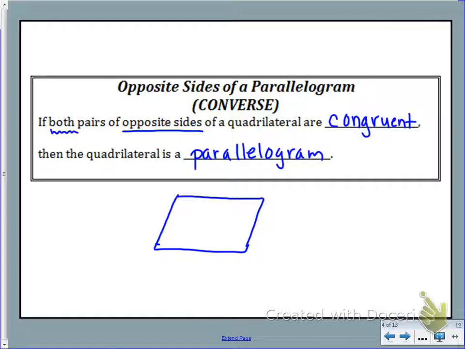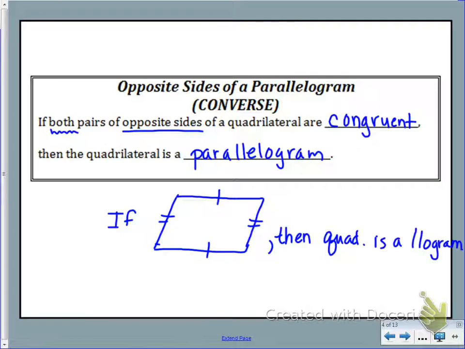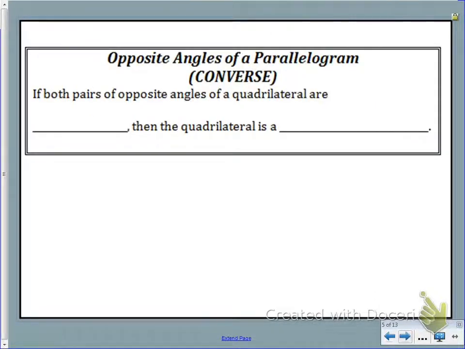So if we can somehow come up with the fact that the opposite sides are congruent, then that would be enough evidence to show it's a parallelogram. So anytime that occurs, we can prove that this is a parallelogram. In your annotations, I'd like you to draw on your picture and then add the if-then statement. If you can show opposite sides are congruent, then the quadrilateral is a parallelogram. That's the first way you can show something is a parallelogram.